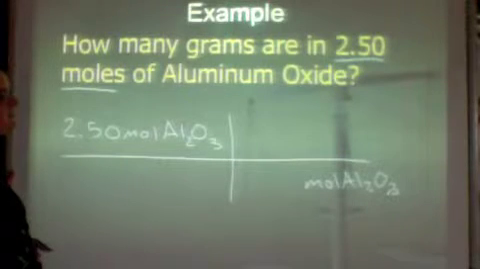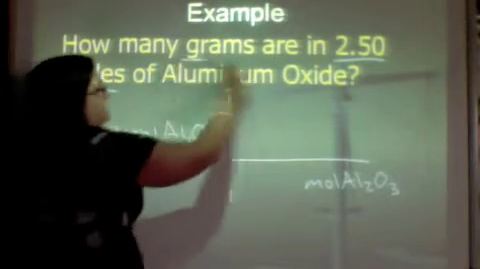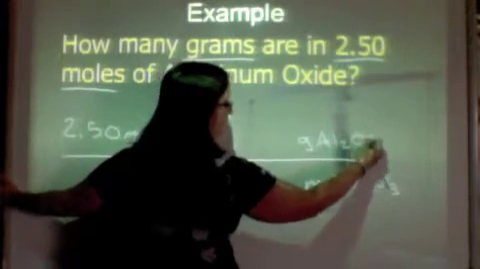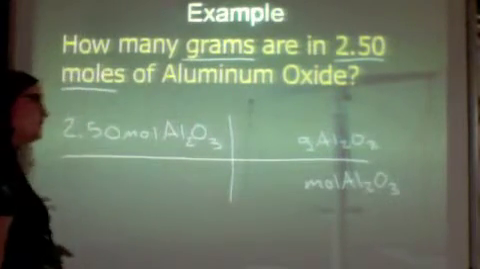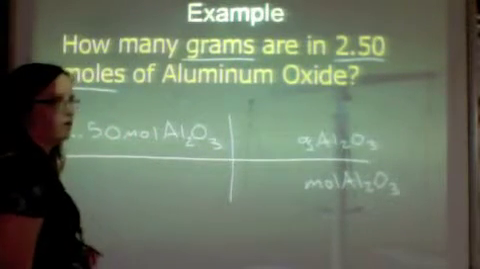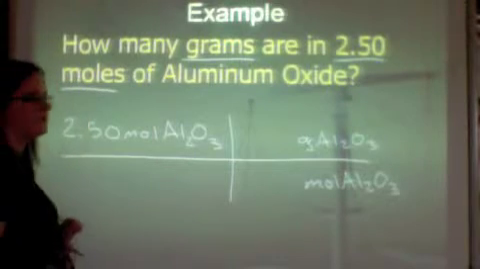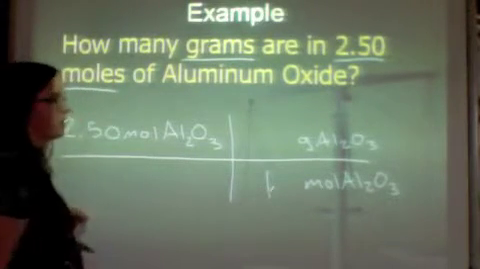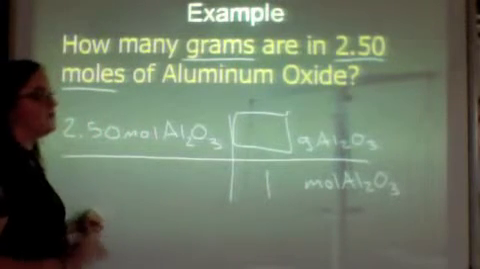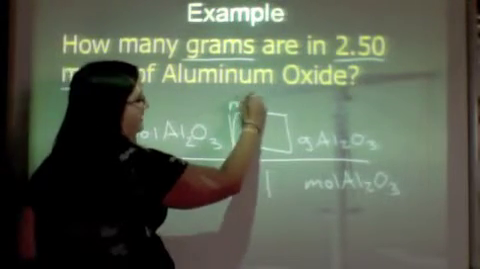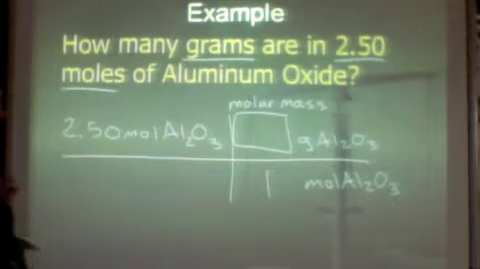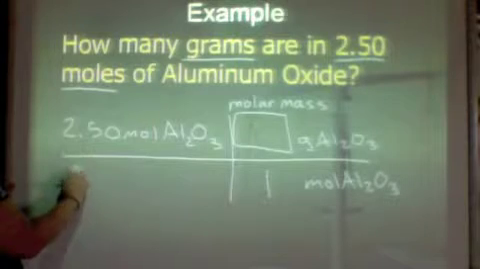So what are we trying to get to? What's the question asking for? It's asking for grams, so we're going to put grams of Al2O3 on top. Again, we have our conversion factor here, mole and grams. What goes with moles in every conversion factor that we've learned so far, and that is 1. Whenever you have grams, and this is the piece that you're going to have to catch on to quick, whenever you have grams, we need to find molar mass.